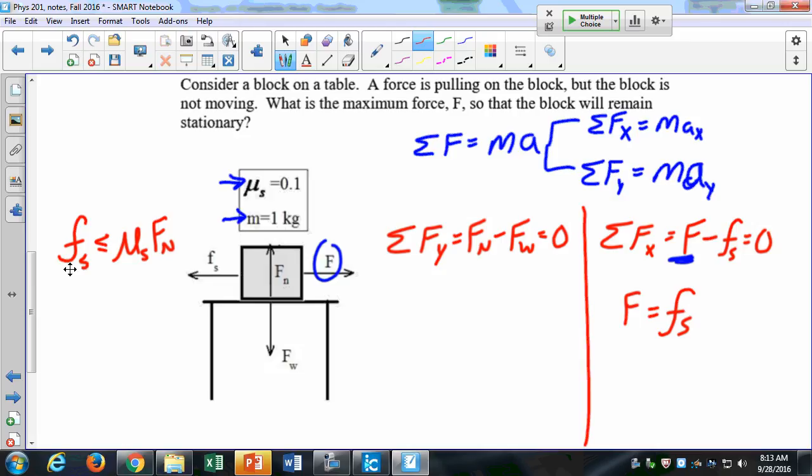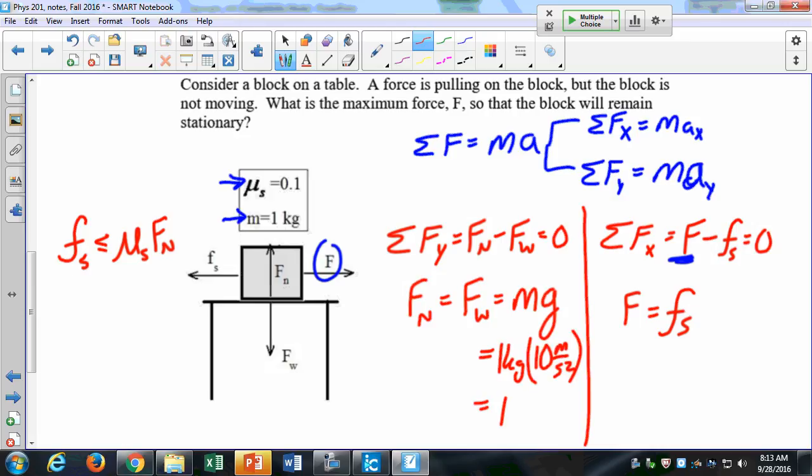So my normal force is equal to what? It's equal to 10 newtons, because my normal force is equal to my force weight, which is equal to m times g, or 1 kilogram times 10 meters per second squared, and that's equal to 10 newtons. So that means I can figure out my static frictional force. I'm going to make this no longer an inequality but an equality, because I'm looking for the maximum static frictional force.